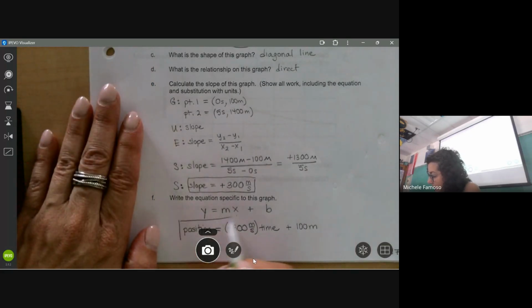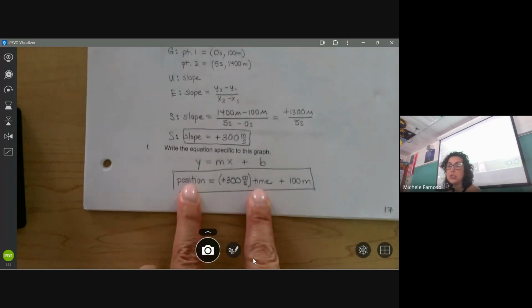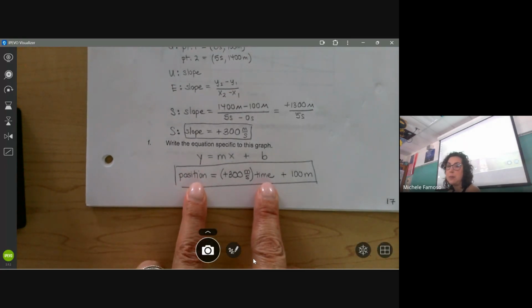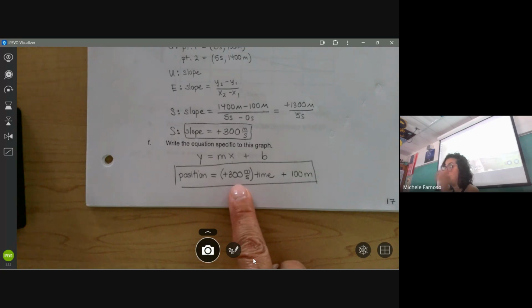Now this tells me that the graph we had in front of us was a graph of position versus time. Just looking at the equation, it was a position time graph that started at 100 meters on the y-axis and went up 300 meters every second that I went over. It's very specific. It tells me it was that graph and that graph only. That's why you're going to do that.